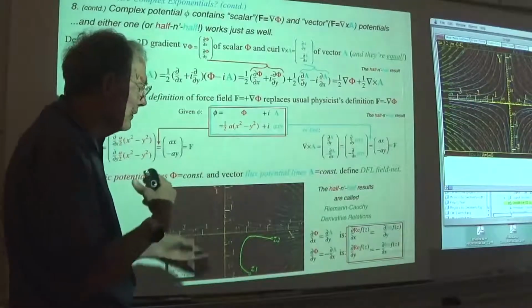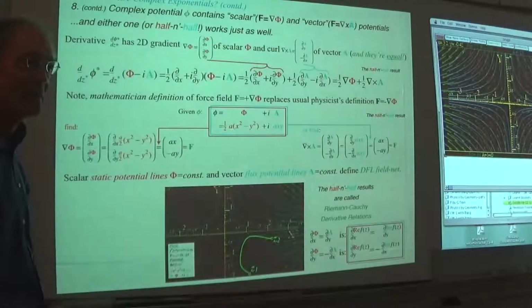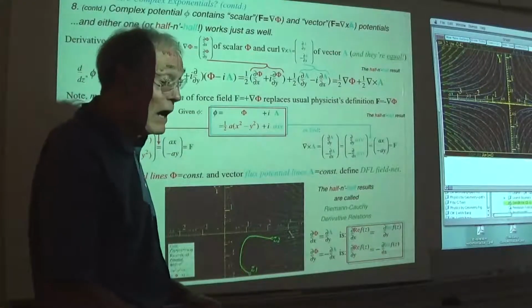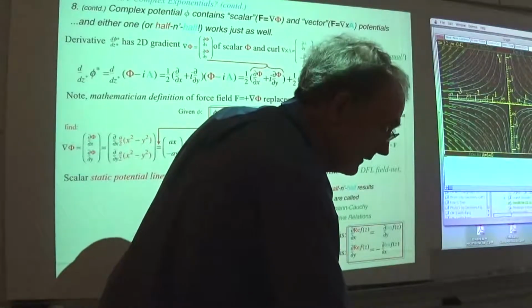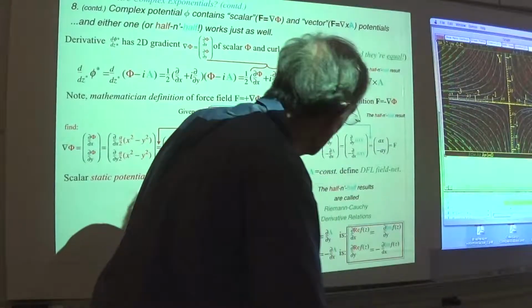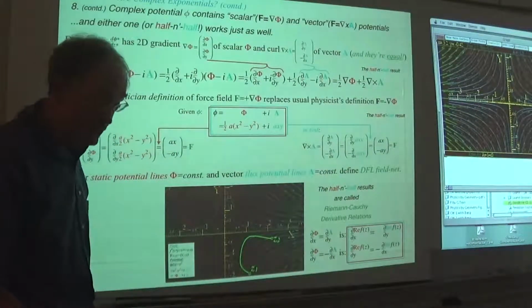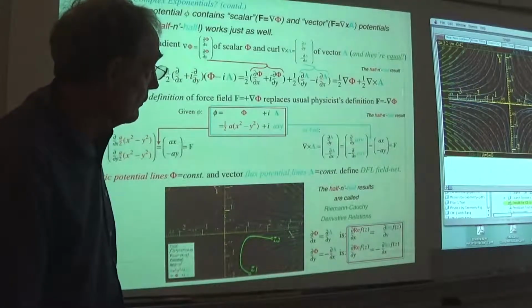And this is what you learn in complex variables, right? Well, here's why. You see it in a physical way. Why that is. Okay, so that's the beginning of the Riemann-Cauchy story right there. And all of this is part of the story.